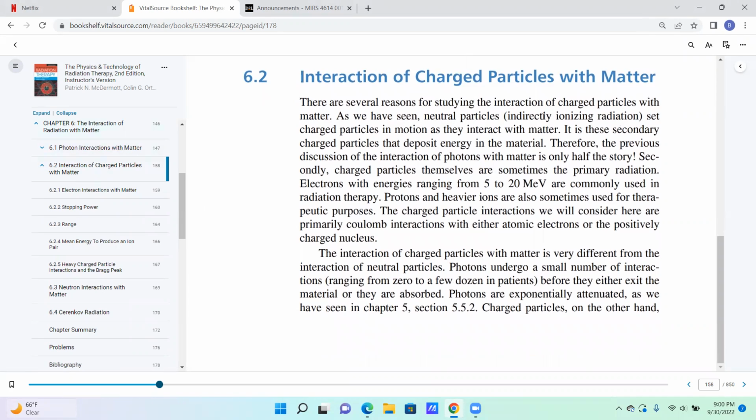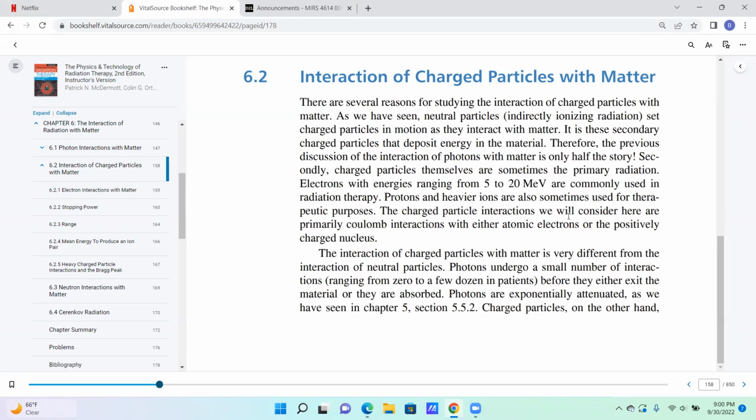As we've seen, the neutral particles set charged particles in motion as they interact with matter. And it is these secondary charged particles that deposit energy in the material. That's only half of it. Charged particles themselves can sometimes be the primary radiation. Electrons with energies ranging from 5 to 20 MeV are commonly used in radiation therapy, and no doubt you've probably encountered that up to this point. Protons and heavier ions are also sometimes used for therapeutic purposes.